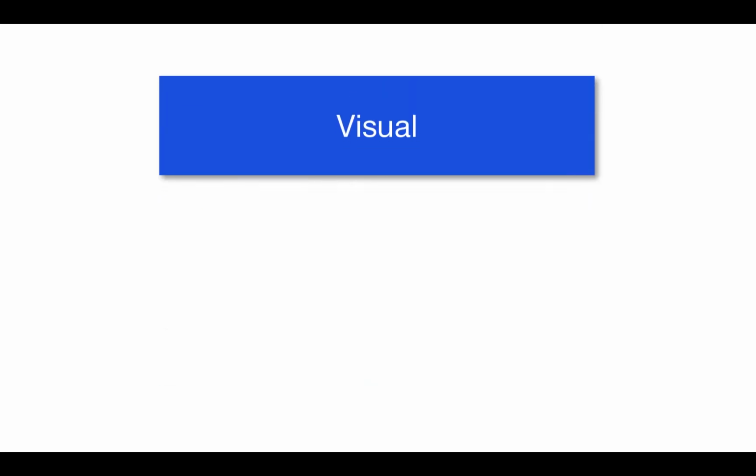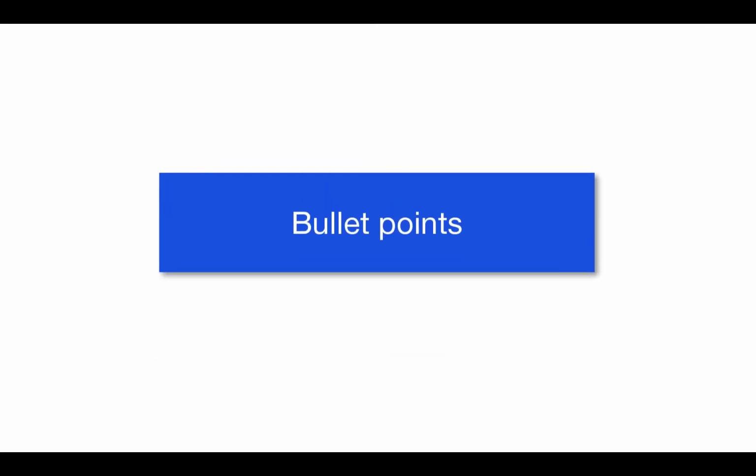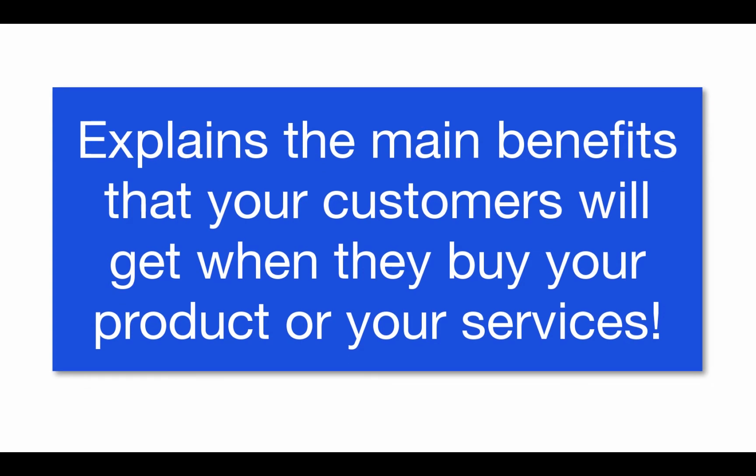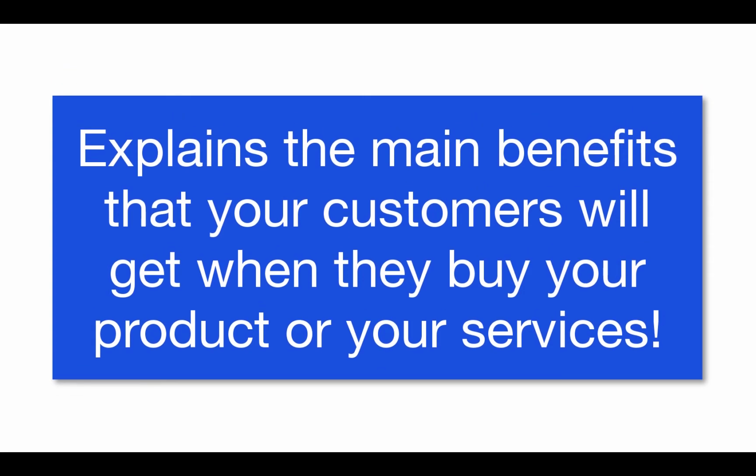After you finalize your Fab worksheet, it's time to summarize all the key elements down on one page. You can write a value proposition statement, create a visual, or write down bullet points. It can even be a mix of the above. The format does not matter that much. What is important is that your value proposition explains the main benefits that your customers will get when they buy your product or your service. This is the format that I propose you to write down your value proposition.